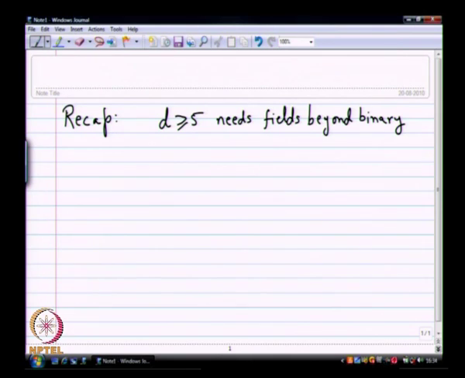I just said it's not very easy to design for d greater than or equal to 5, and finite fields of size larger than 2 give you a very nice solution. So that was the motivation. We wanted to see if there are fields which are finite and larger than 2.